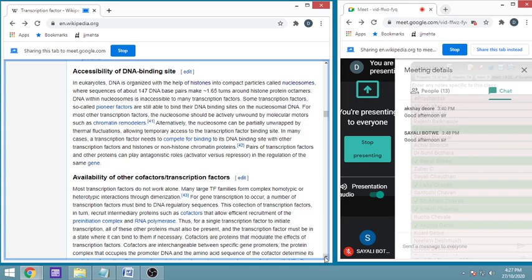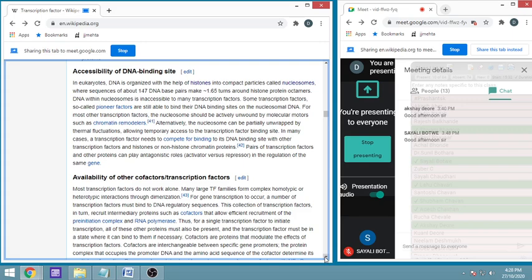The important thing is that some transcription factors, like pioneer factors, are able to bind their DNA binding site on the nucleosomal DNA. But in other cases it should be actively unwound by molecular motors like chromatin remodelers or histone acetylases. When it is unwound, then only a specific part will be exposed, and then it can interact with the transcription factor.